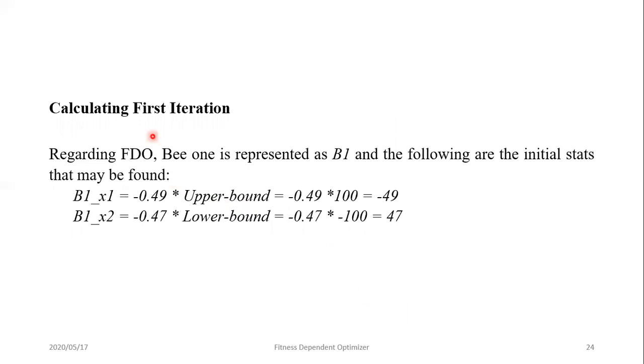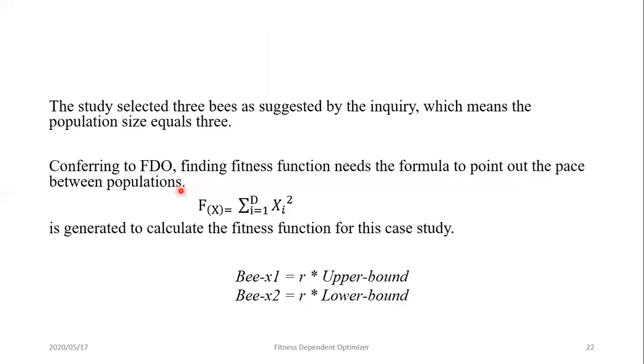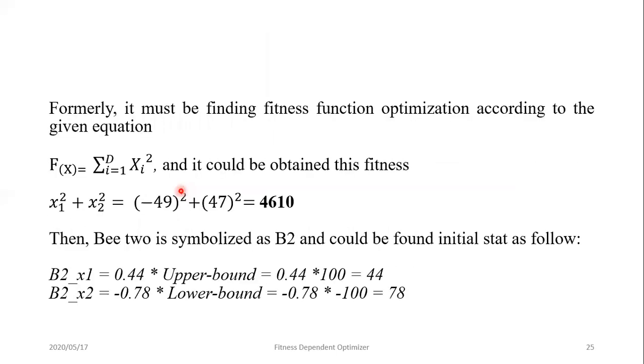So here for the first iteration, to calculate the parameters. For the first B, we take this value and this value, minus 4.9 and minus 4.7, from the table. That's minus 4.9, minus 4.7. And for the second B, 0.44, minus 48. And for the third B, minus 22, minus 52. So this is the result.